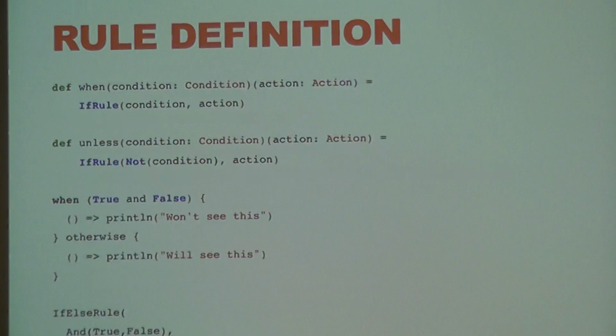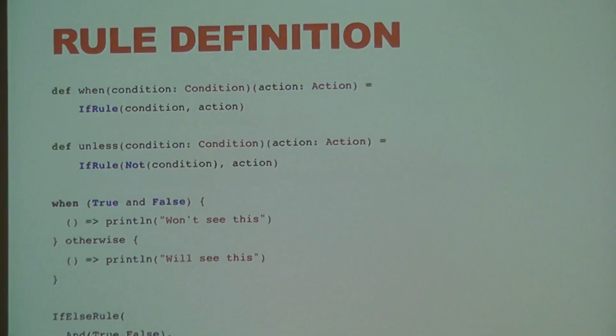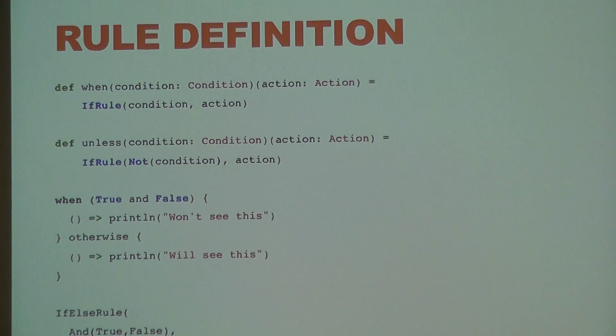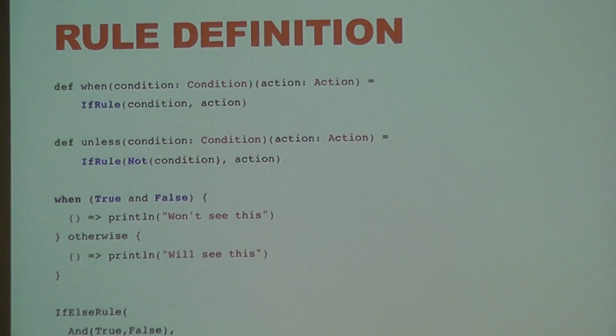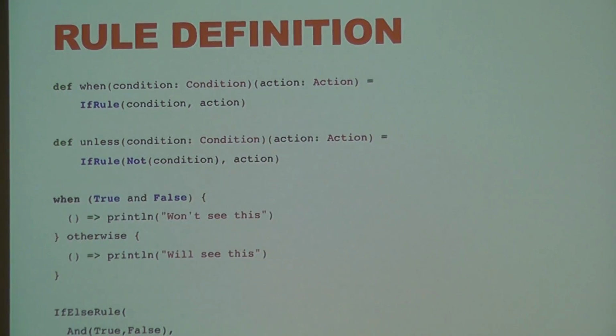And to finish it up, we'll define two top-level methods for creating rules. Because calling this if rule construction looks a little bit ugly, we can just say when condition action to create an if rule. And then we can also add this unless operator, which has the same structure, except it only happens if the condition is false.